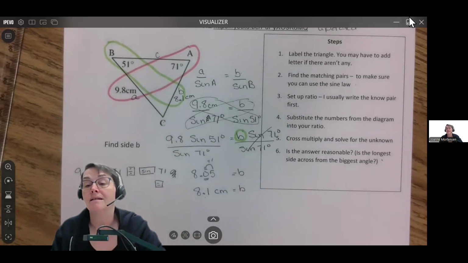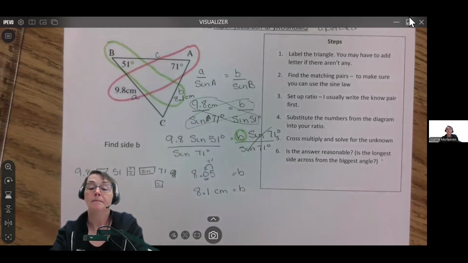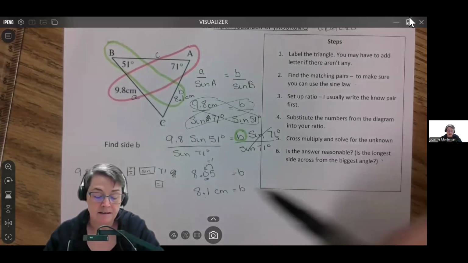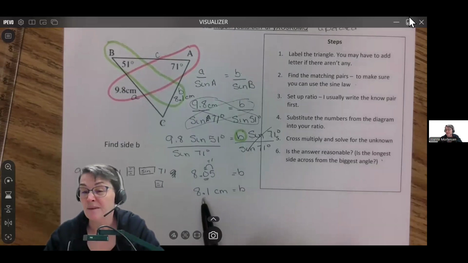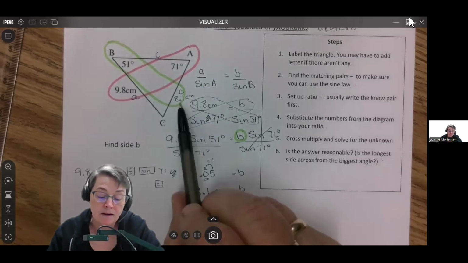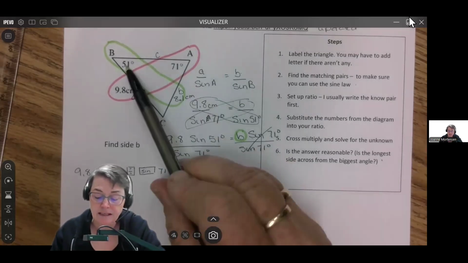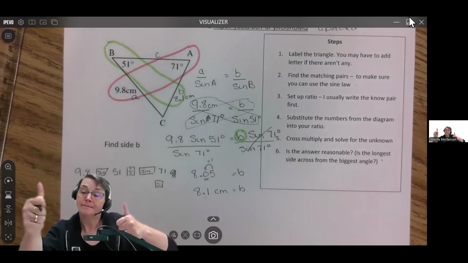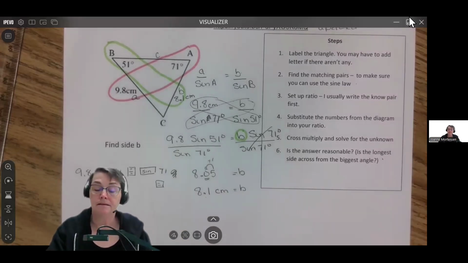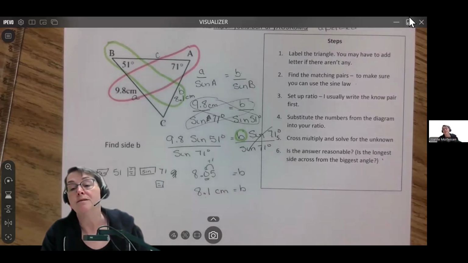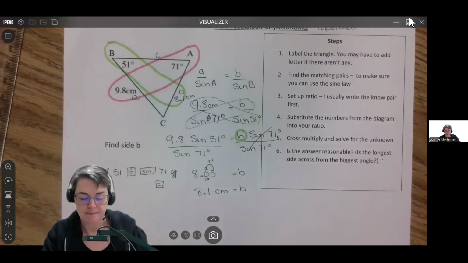I can't know exactly if it's all right or anything, but I would know if I got an answer of like 15 or something. If you got an answer of 15, you'd know it would be wrong because this 71 is the biggest angle. This one has to be less than that. See, that wasn't so bad. And it gets faster as we do more because I'll talk less.